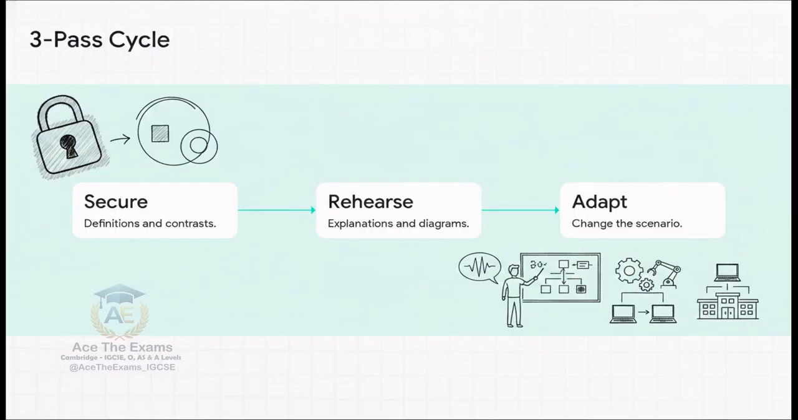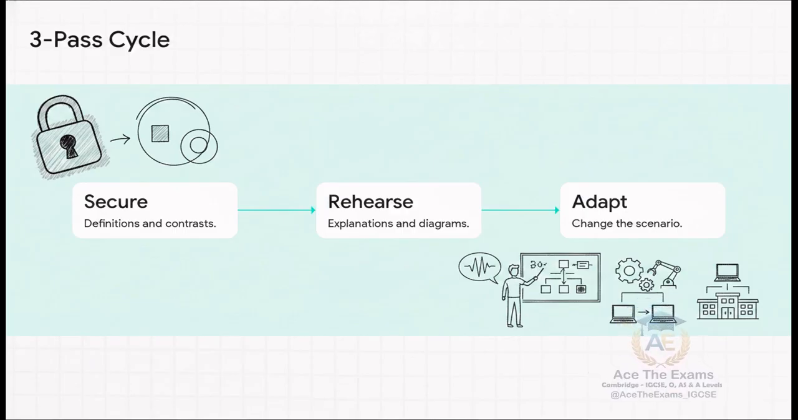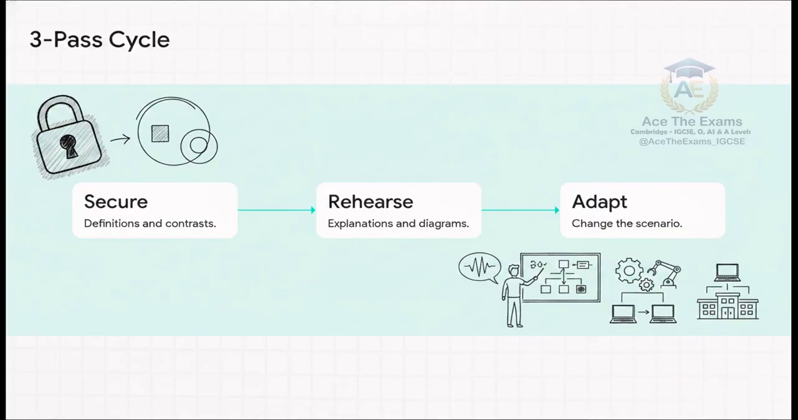To guarantee you never fall for these traps, you need to use the 3-pass revision cycle. Pass 1, secure your key definitions and, crucially, your contrasts, like knowing exactly why verification is not error checking. Pass 2, rehearse worked explanations and physically sketch out those binary parity diagrams until they are completely second nature to you. Pass 3, adapt. Change the scenario. Ask yourself, hey, how does my explanation change if this is a school network instead of an industrial robot? This layered style of thinking is your ultimate strategic roadmap.